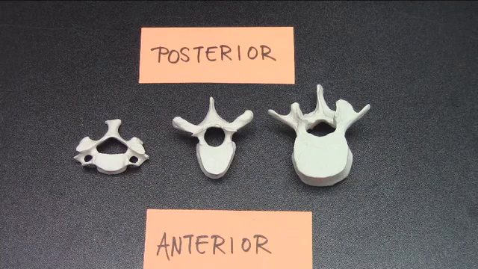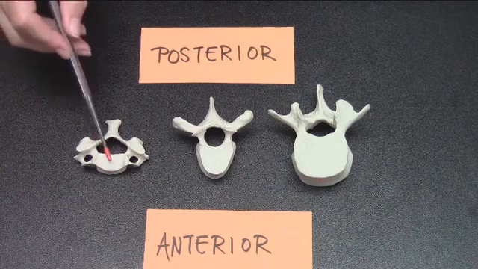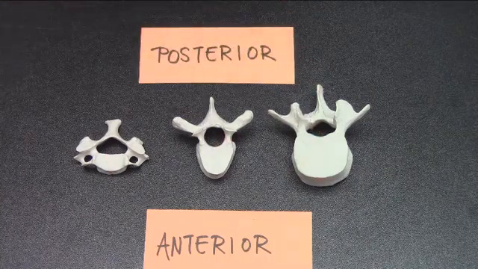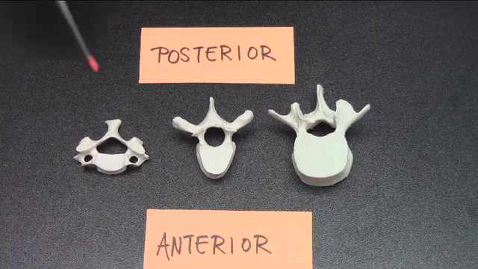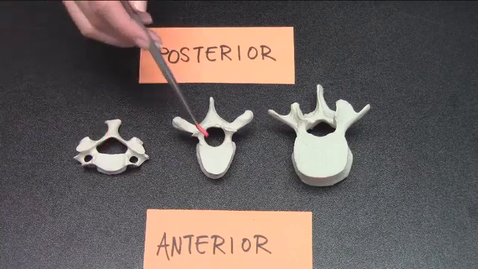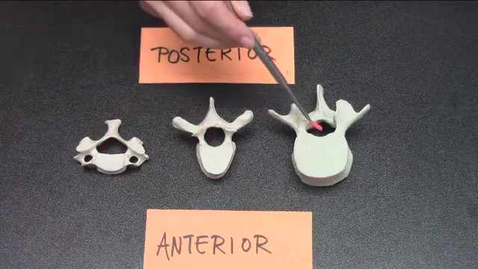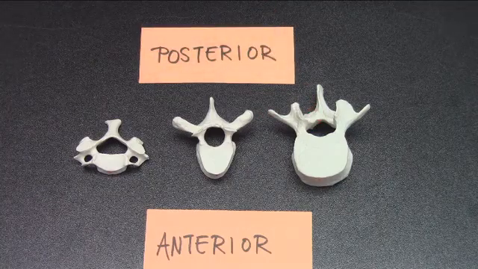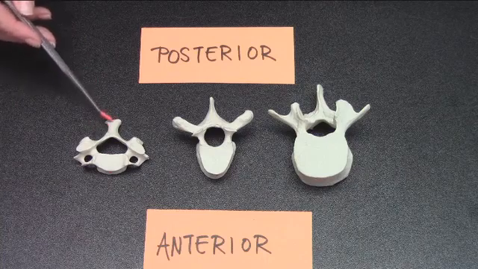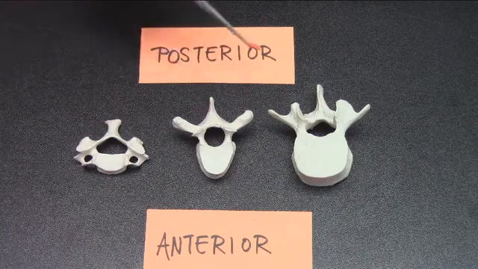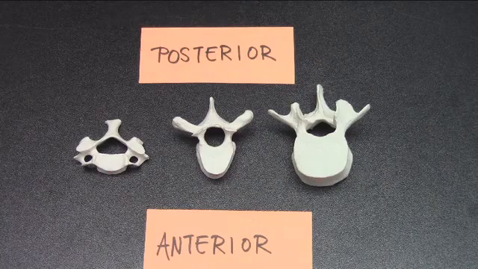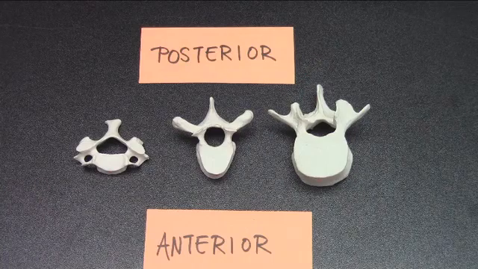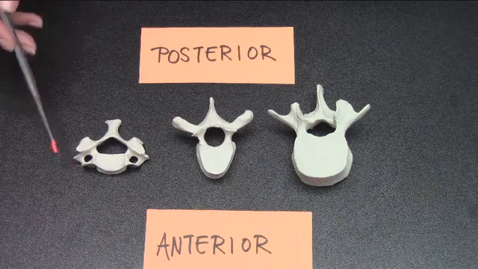On the anterior side of each vertebra, we have the body. And then you can clearly see the vertebral foramen, which is a hole that houses the spinal cord. And projecting from the posterior side of each vertebra is the spinous process that you can palpate through the skin of your back. Then each vertebra has two lateral projections, which are the transverse processes.